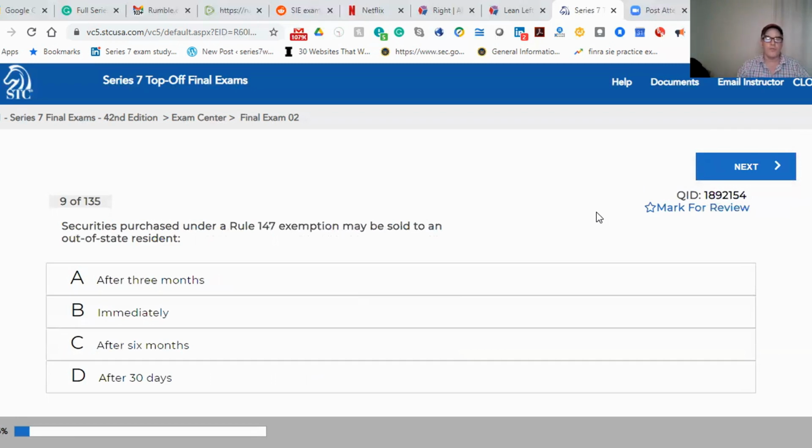Securities purchased under a Rule 147. What's 147? That is intrastate in one state. May be sold to an out-of-state resident. How long? I'm going to go with 6 months.